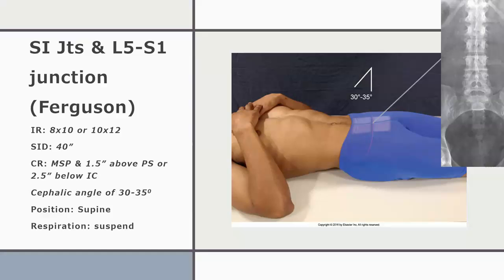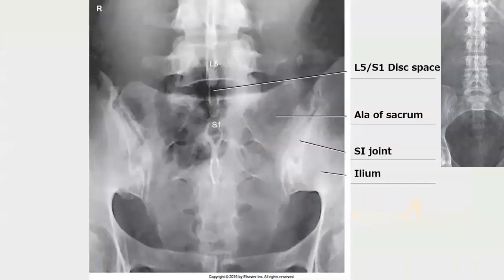It will bring it more superior when you have a cephalic angulation to it. So first of all, what we're looking at here are the SI joints along either side. 1.5 inches above the pubic symphysis or 2.5 below. We can even tell that they're centered right at about the first segment of the sacrum. It could be a little bit lower, not much.